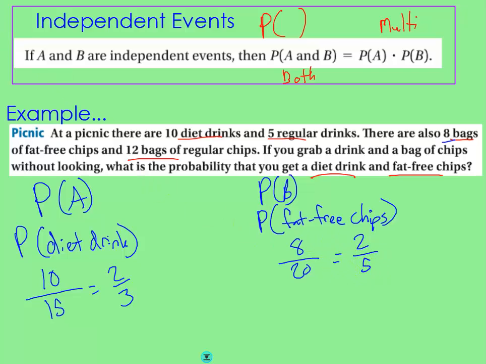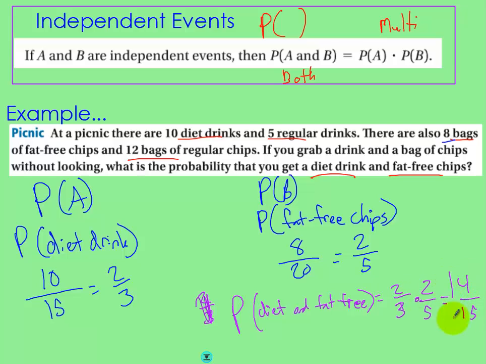So the probability that both events happen is going to be 2/3. So let's write that. Probability of both, let's say diet and fat-free, are going to be 2/3 times 2/5. And multiplying that out, nothing reduces, so it'll be 4/15. That is your overall probability.